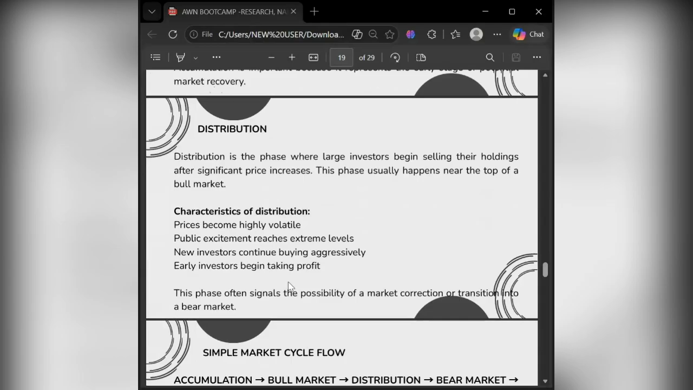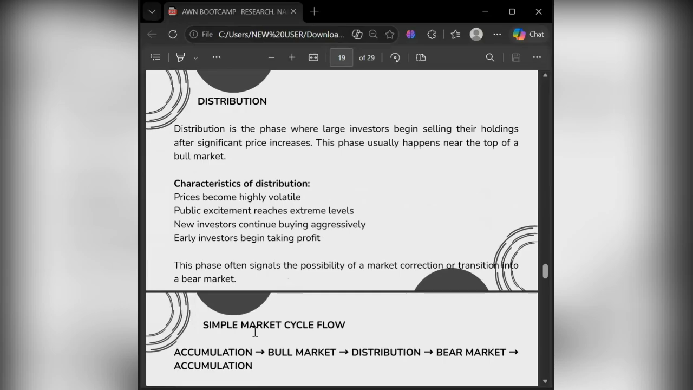Distribution is the phase where large investors begin selling their holdings after significant price increases. Distribution usually happens near the top of a bull market. Yes, distribution is between the bull market and the bear market, and accumulation is between the bear market and the bull market. After accumulating comes a pump; the bull market is a period of pump. After the bull market, distribution: people begin to sell, selling at good prices.